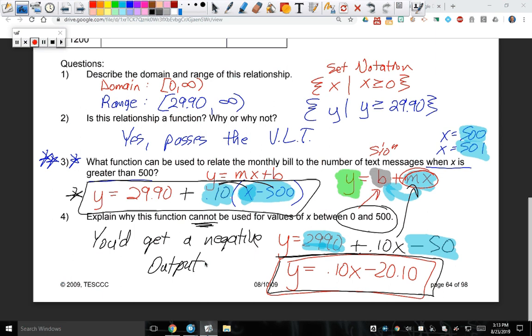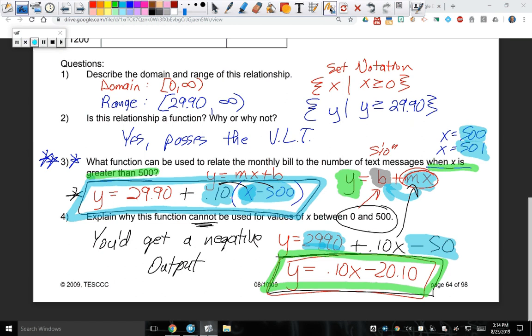which is wrong. Okay? And the way you can see it, guys, be honest, is the blue one easier or is the green one easier to set up from reading? The blue all day. But for number 4, which one's easier to interpret that it won't work? The green one. Because let's say I put 0 for x on this green one. It would say that my bill is negative $20. That doesn't make sense. Okay? The equation represents everything when x is greater than 500.